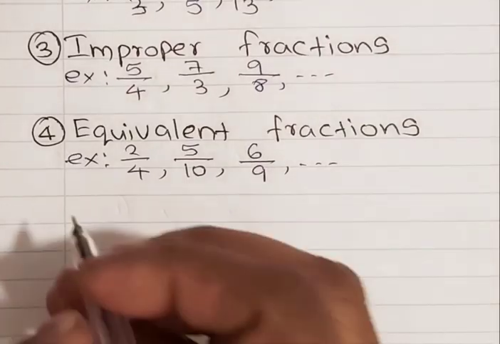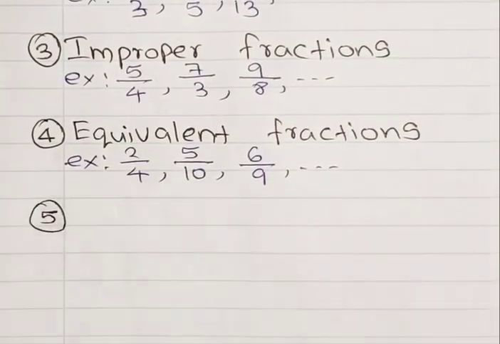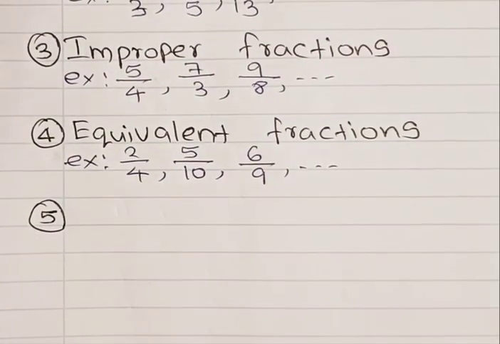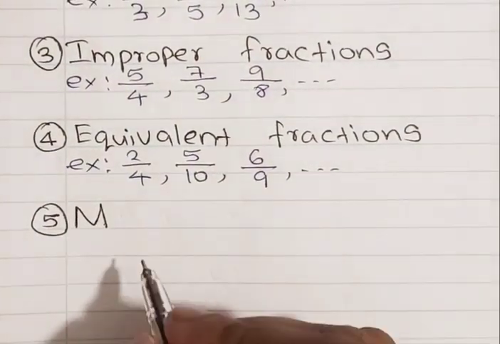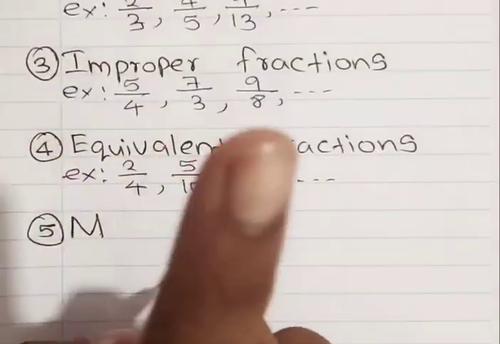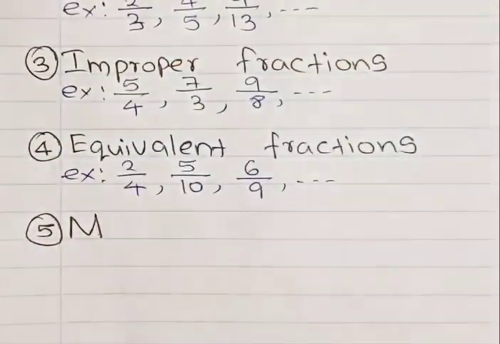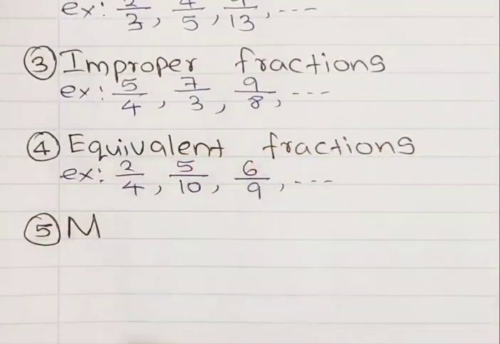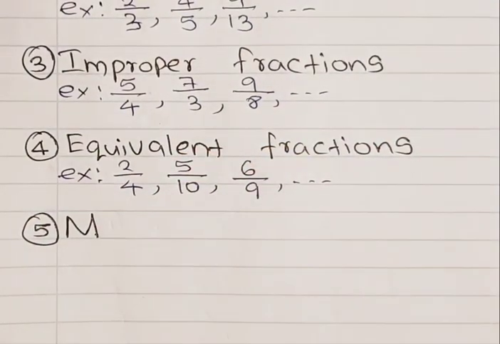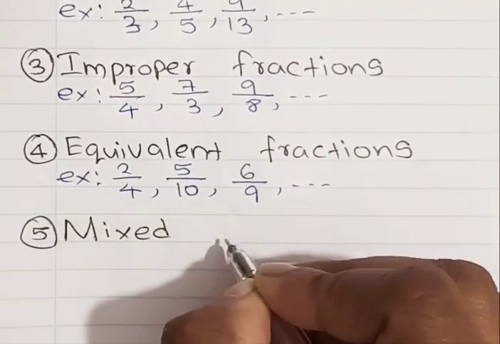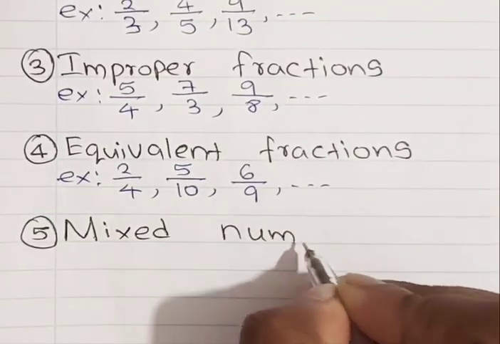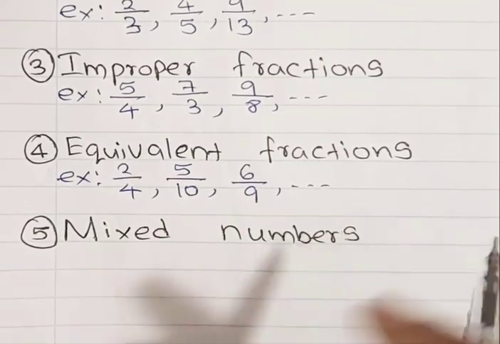Okay, then we can go for the fifth type. The fifth type is mixed. Is it mixed fractions? No, that is not mixed fractions, but mixed numbers. Those are not mixed fractions, right? Don't say it wrongly. That is called mixed numbers.